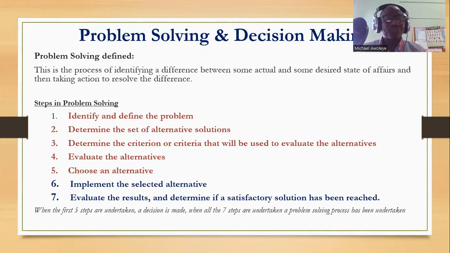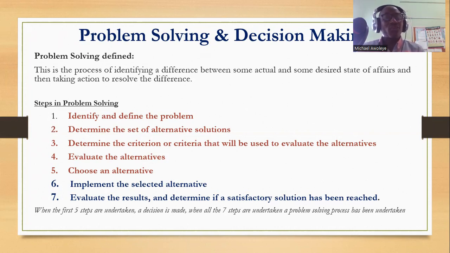Now, problem solving. Let's quickly look at problem solving and decision making. Problem solving is defined as the process of identifying a difference between some actual and some desired state of affairs, and then taking action to resolve the difference. If you look at this, there are three keywords: actual state of affairs, desired state of affairs, and action.